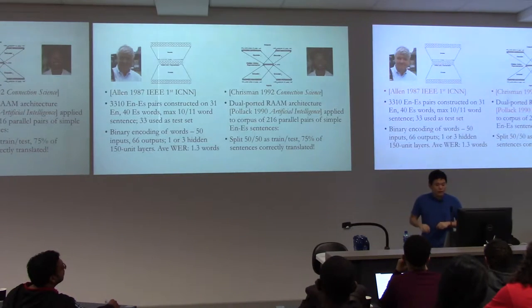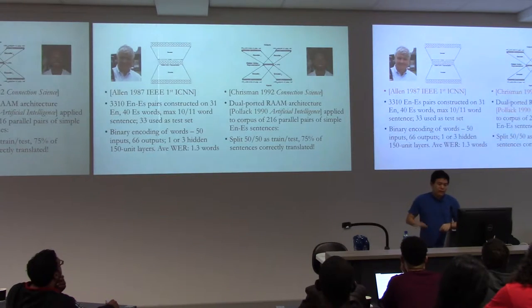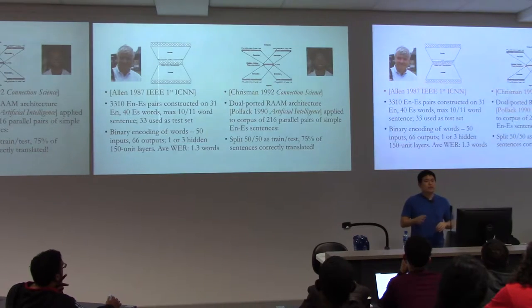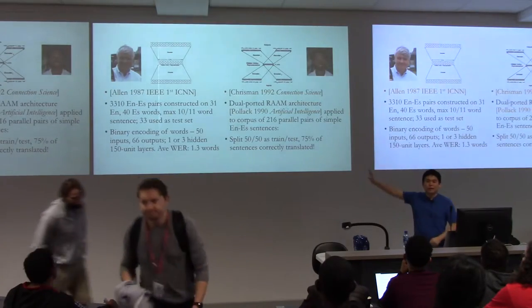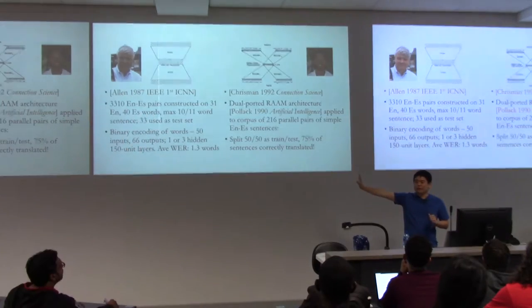About 5 years later, this idea was revived by Lonnie Chrisman, who was back then at CMU, in his paper in Connection Science, saying that we can do exactly the same thing. Of course, he didn't really know about Bob Allen's work. It had been 5 years, and nobody followed up. He tested with even smaller data, 216 pairs of simple English-Spanish sentences. He tested on half of them, and it turned out that 75% of the sentences were correctly translated. Great. But again, with 200 training examples, obviously it wasn't doing any real translation.